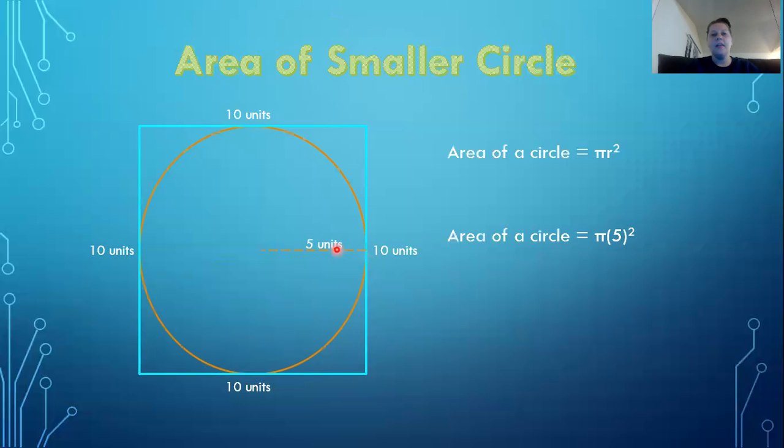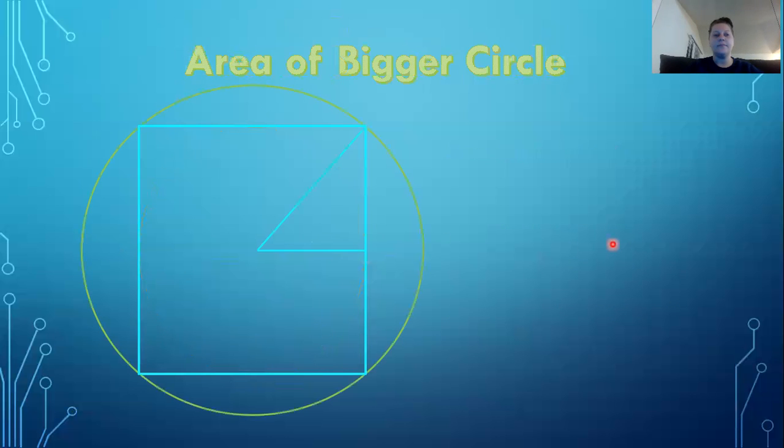So we're going to plug the radius into the circle. We have the area of a circle equals pi 5 squared, which makes the area of the circle 78.5 units squared. Now we want to find the area of this bigger circle.